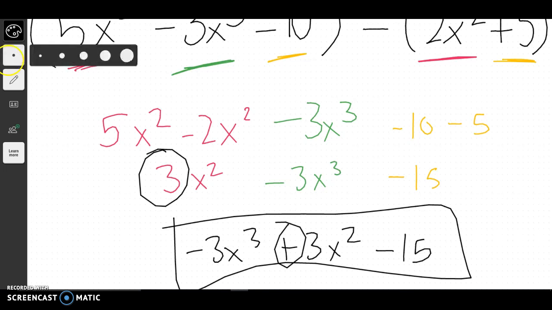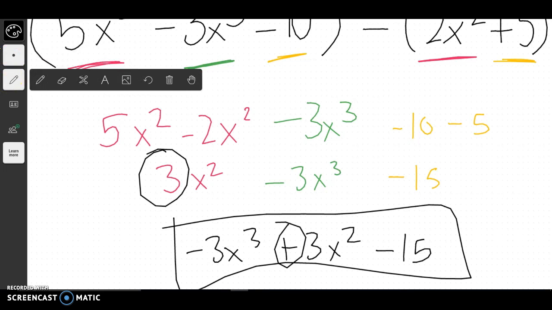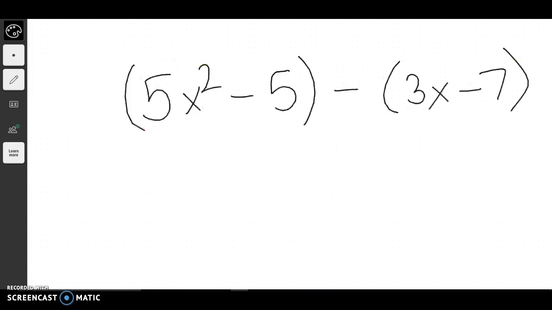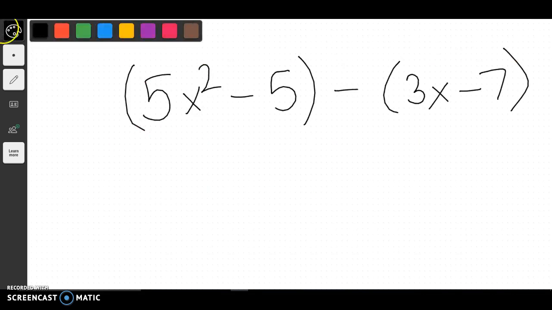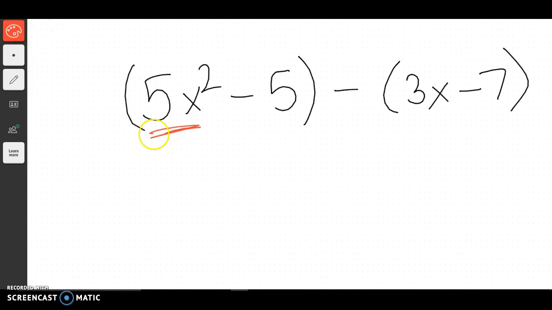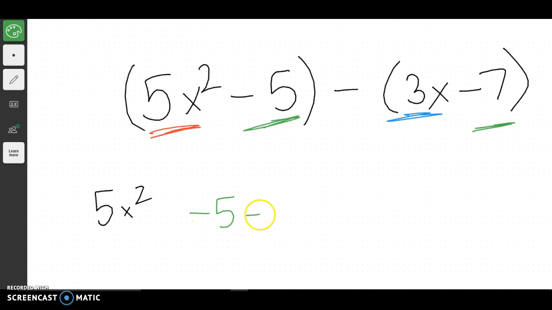Let's do one last example. And this is kind of the tricky subtraction example that we'll see. Okay, so I'm going to write this one here. This doesn't match up with anything. These two will match up. And this doesn't match up with anything. So I have 5x squared. I'm going to have negative 5 minus a negative 7.